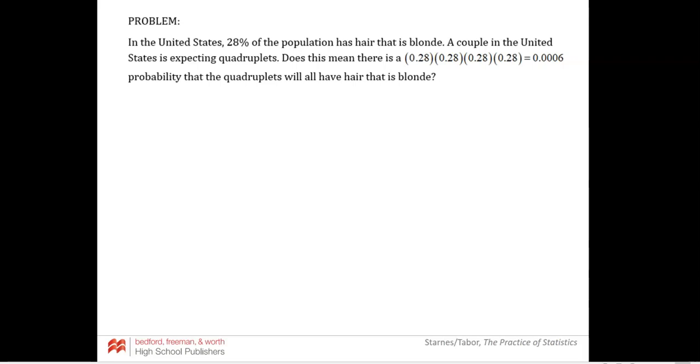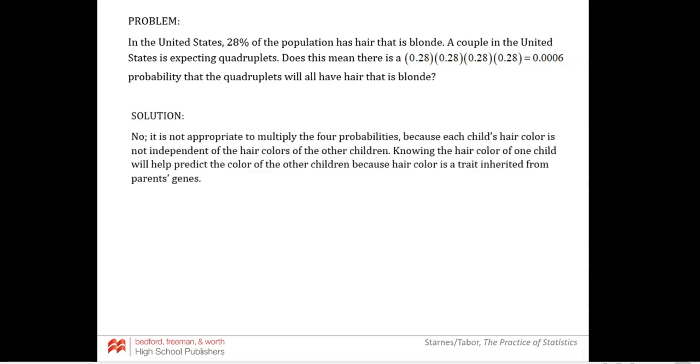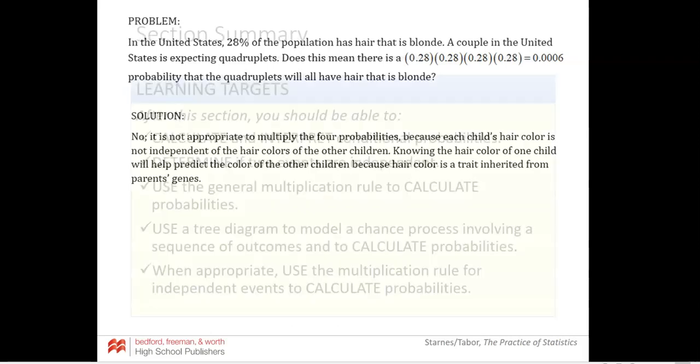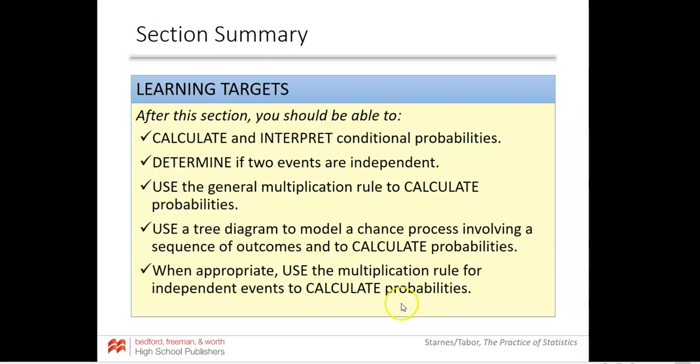I think it does. So I think these are not independent events, so you cannot do it that way, because each child's hair color is not independent of the hair colors of other children. Certainly your parents' genes would have something to do with the traits that were inherited. I don't know exactly how that works, but I know that it's definitely not independent events there. Great, that's your lesson for today.